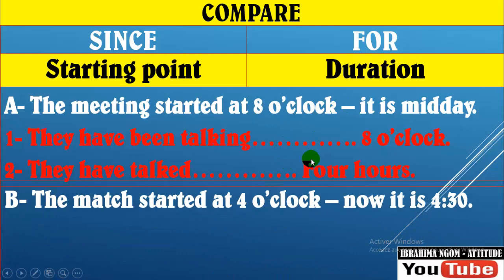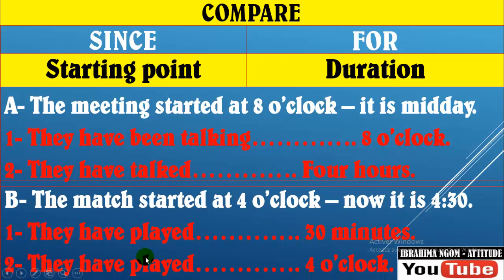The match started at 4 o'clock. Now it is 4:30. Le match a commencé à 4 heures 0 minutes. Il est 4h30. Ils ont joué pendant 30 minutes. Ils jouent depuis 4 heures. Qu'est-ce qu'on va mettre ici? Since ou bien for.